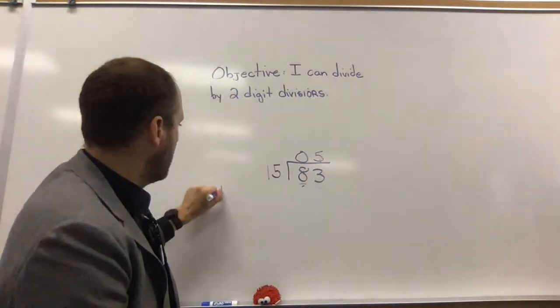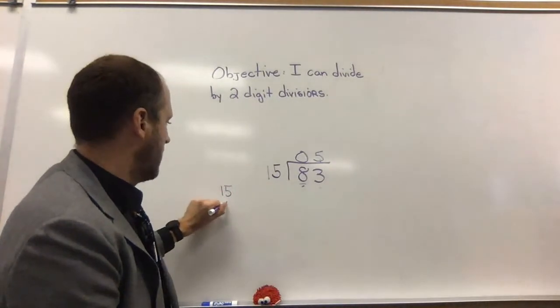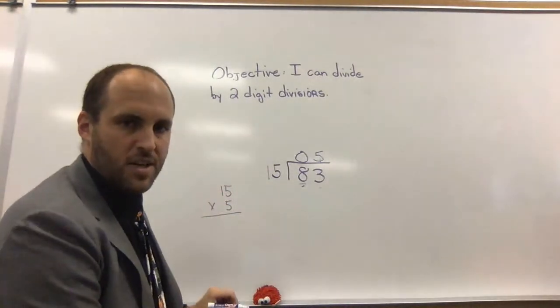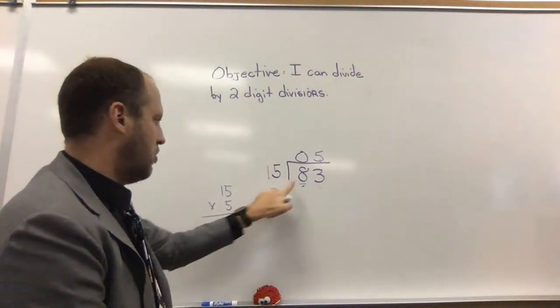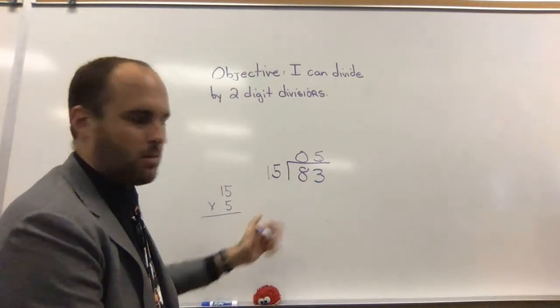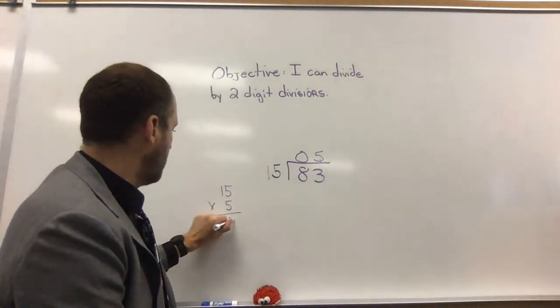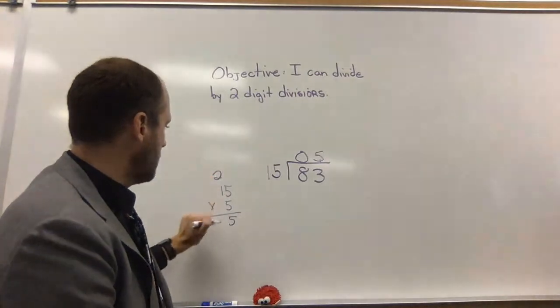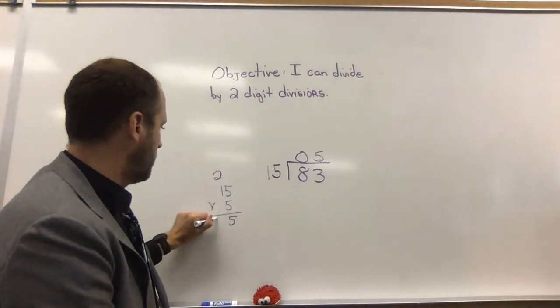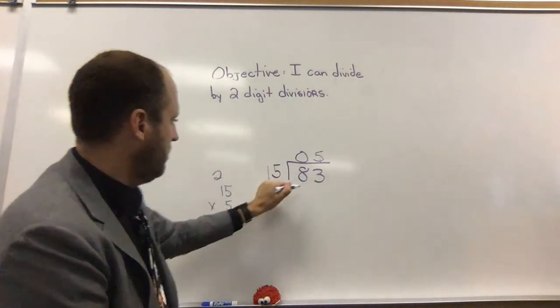I like doing my work over here because when we get these bigger numbers, it's not that exciting to do it in my head. It might be nice to come over here and do the work so it doesn't mess up your problem. 5 times 5 is 25. Carry the 2. 5 times 1 is 5, plus 2 is 7.